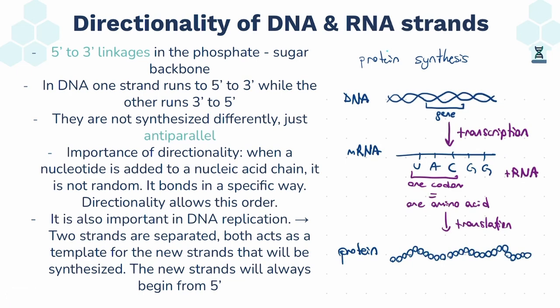As we know, 5' to 3' linkages in the phosphate sugar backbone are present in DNA. This refers to the 3rd and 5th carbon atoms in the ribose or deoxyribose. In DNA, one strand runs from 5' to 3', while the other runs from 3' to 5'. This is not because they were synthesized differently, but because of the antiparallel structure of DNA.